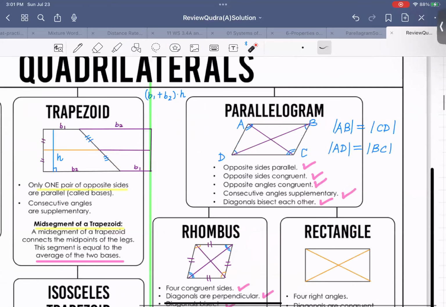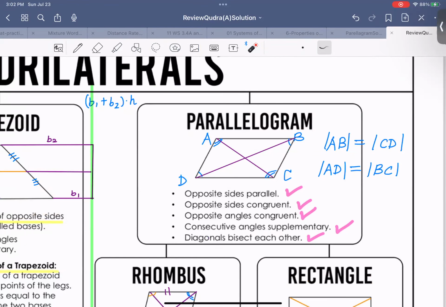Today we already learned several important properties, and we used those properties to prove. First, the opposite sides are parallel. Second, the opposite sides are congruent. Third, the opposite angles are congruent. Fourth, the consecutive angles are supplementary because the lines are parallel. Same thing for here, these two are supplementary. And last, the diagonals bisect each other.